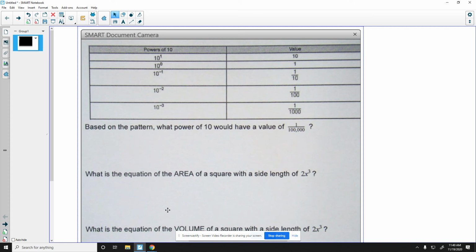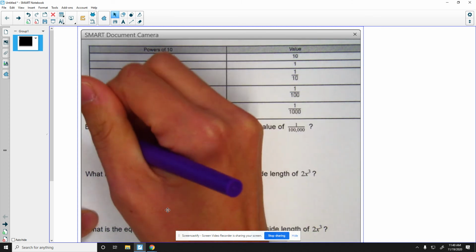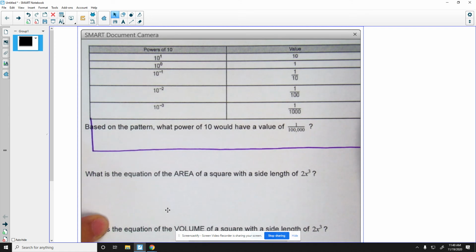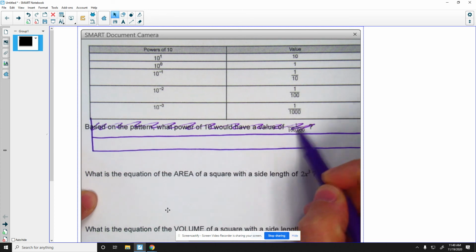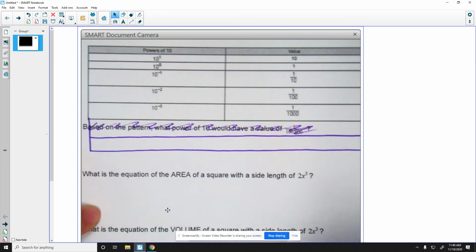Andrew, what do you think? Is it 10 to the negative 5th? Sorry, Andrew. 10 to the negative 5th. I don't know. So maybe we should continue this and see. So what I'm actually going to do is just cross that out so that doesn't confuse me. But I'm looking for 1 over 100,000.